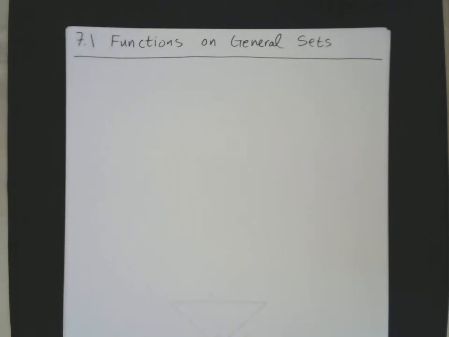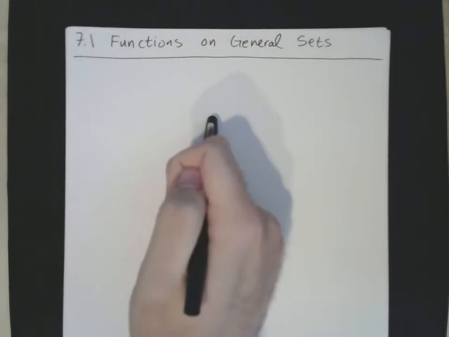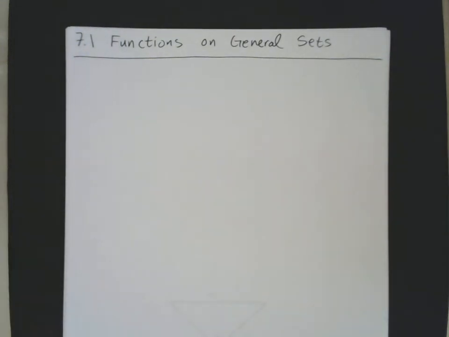Okay, chapter 7 here in 7.1. So chapter 7 is all about functions. Now I know we're all familiar with functions. We've been working with functions for a long time. So primarily we're going to be looking at functions, in this case on general sets, introducing it here. So a lot of this is going to feel like review.